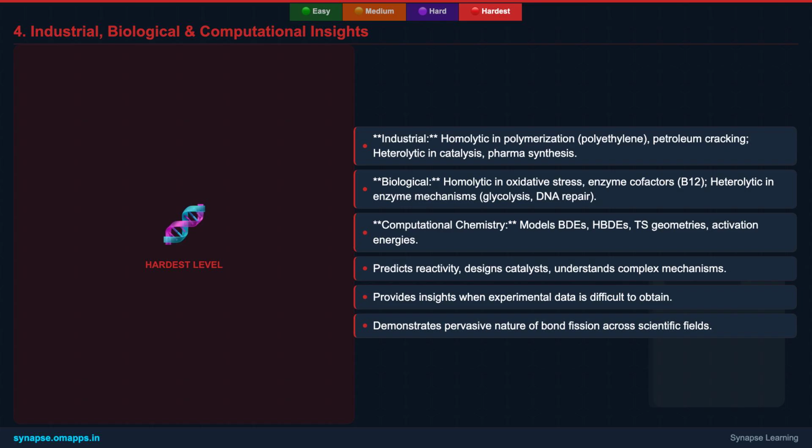In biological contexts, homolytic fission is implicated in oxidative stress and the action of certain enzymes like those utilizing coenzyme B12. Heterolytic fission, leading to carbocation or carbanion intermediates, is central to numerous enzyme-catalyzed metabolic pathways, such as glycolysis and DNA repair. Even computational chemistry plays a role, modeling these processes to predict reactivity and design new catalysts. This demonstrates the pervasive and fundamental nature of bond fission in diverse scientific fields.